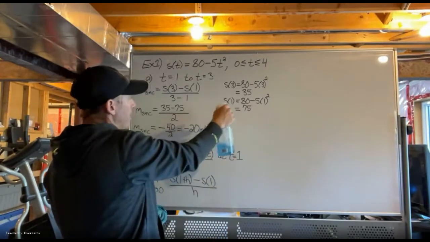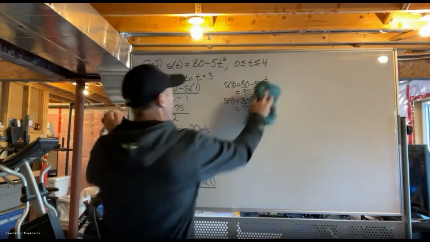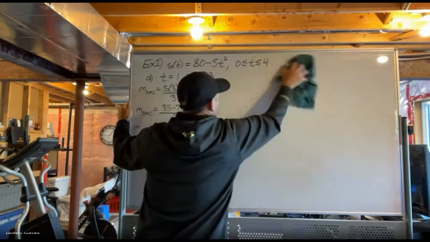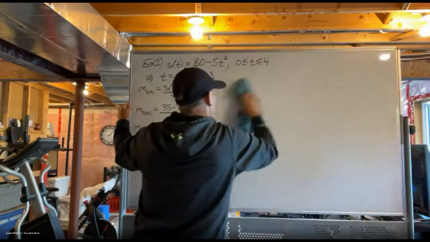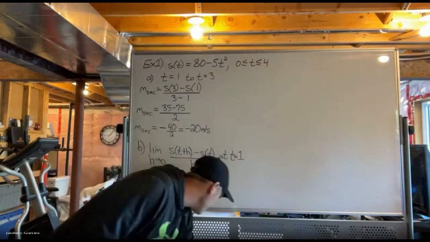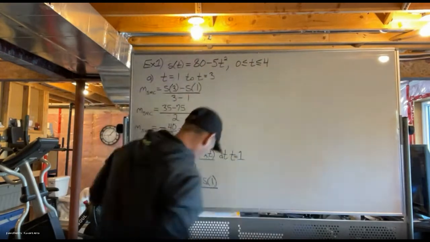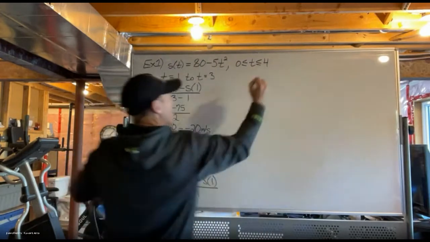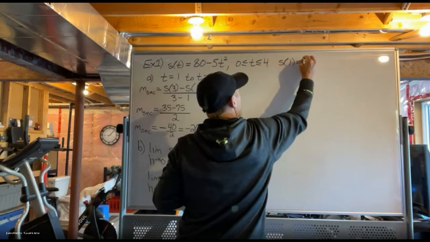S of 1 is 75. I'm going to need that information that I found out here. All right, so here we go. So again, I'm going to mark that down. S of 1 was 75, we figured it out, because again, I'm going to need that information.